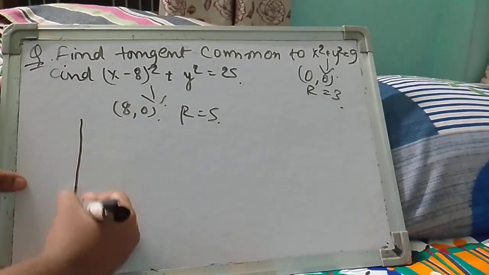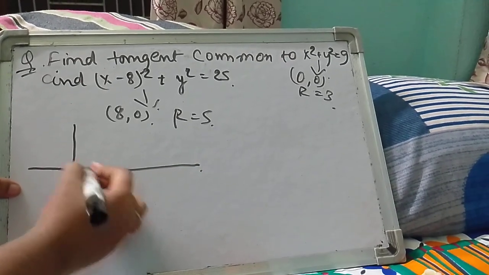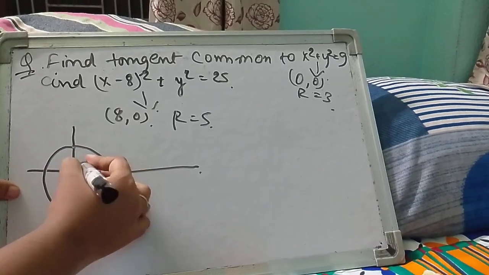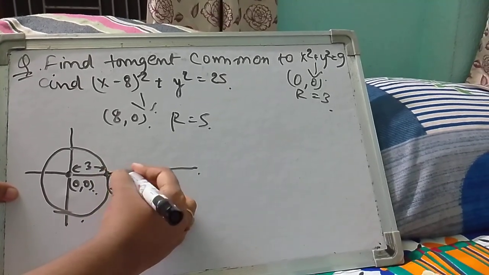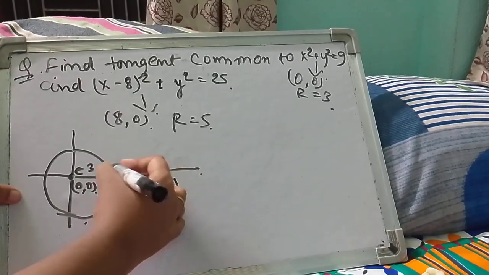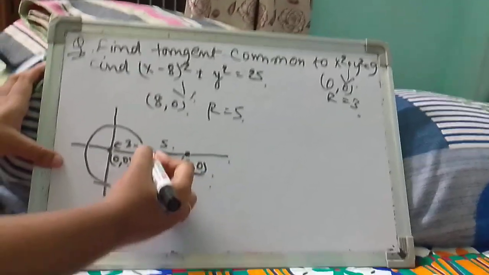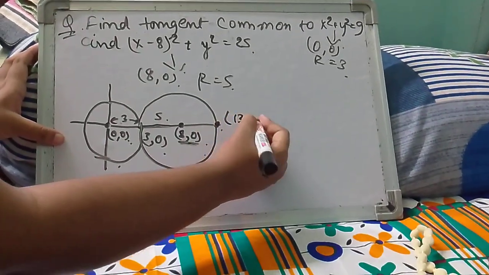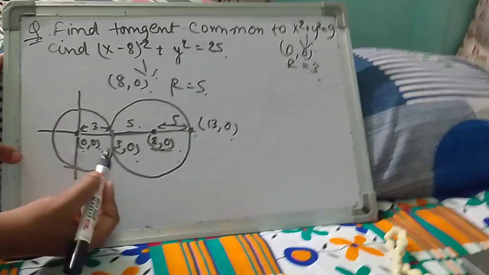So let's draw both the circles. One circle is at (0, 0) and its radius is 3. So this point becomes (3, 0). Another circle's radius is 5 and its center point is (8, 0). So 3 plus 5 is equal to 8, so its center is exactly at 8. This becomes a circle like this and this point will become (13, 0) because this is also 5. So one has center at (0, 0).